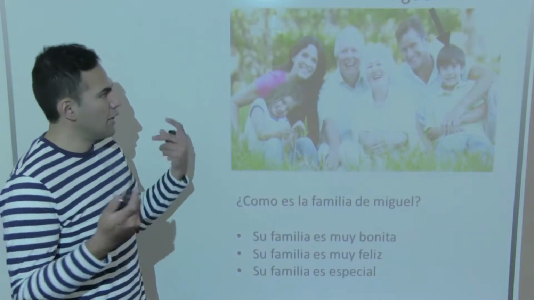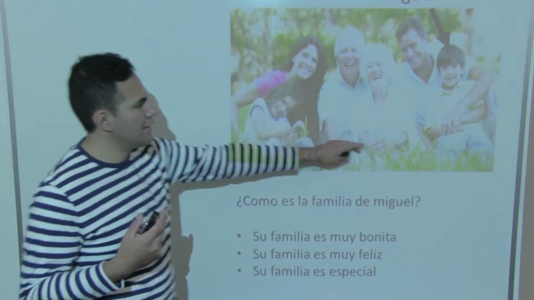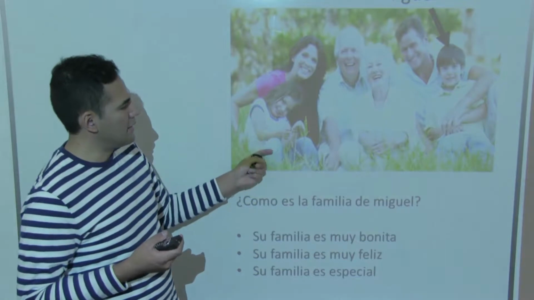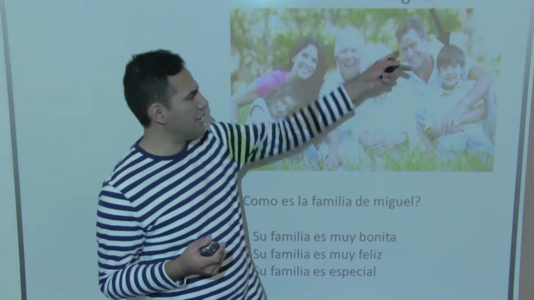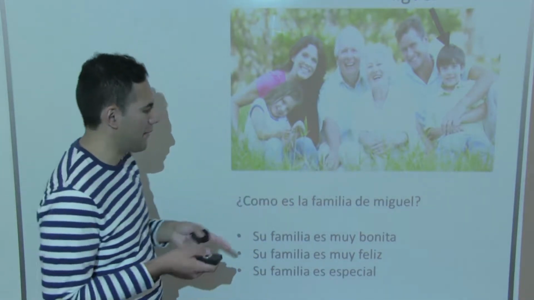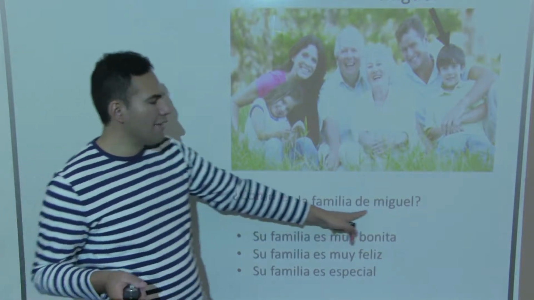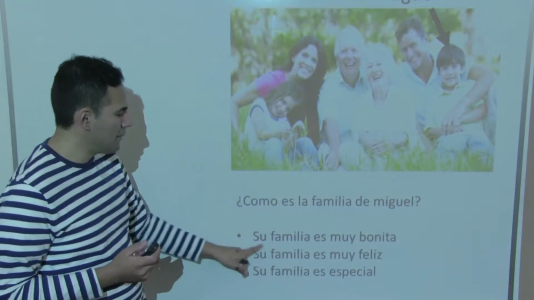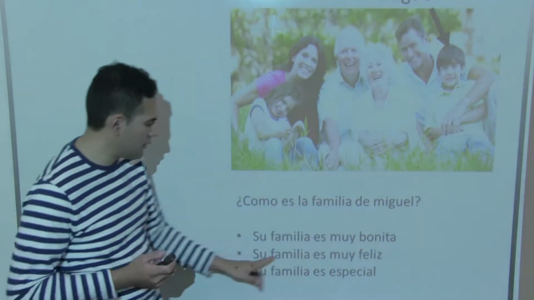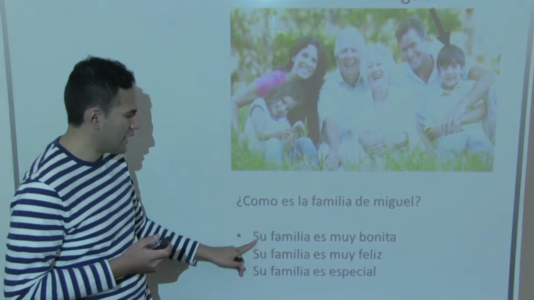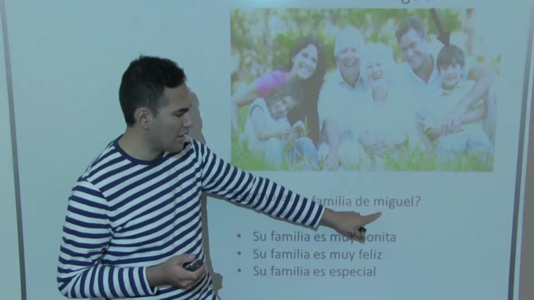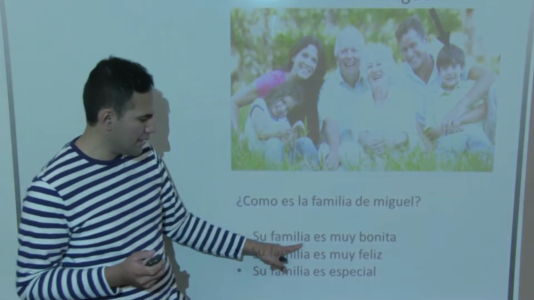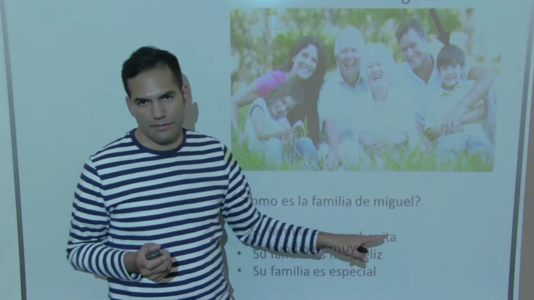Okay, so let's talk about Miguel. Miguel, as we can see, has a beautiful family, and we can see his sister, his parents, and his grandparents too. So, ¿cómo es la familia de Miguel? How is Miguel's family? Su familia es muy bonita. So here we're using a possessive adjective that corresponds to Miguel. So basically we're saying his family is really pretty.